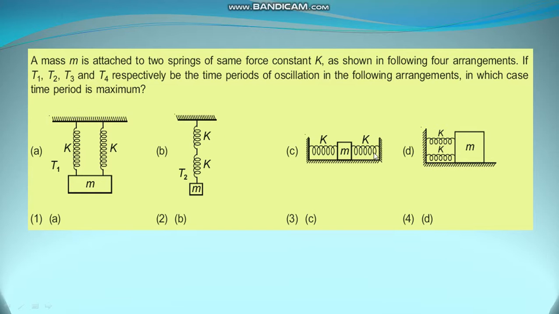See here, 4 figures are given. A mass m is attached to two springs of same force constant as shown in the following 4 arrangements. If T1, T2, T3, T4 respectively be the time periods of oscillation in the following arrangement, in which case is the time period maximum? Remember the time period formula, T is equal to 2 pi square root of m by k. If k is less, then time period is maximum. Where you are getting less? When it is in series. So our answer is B.